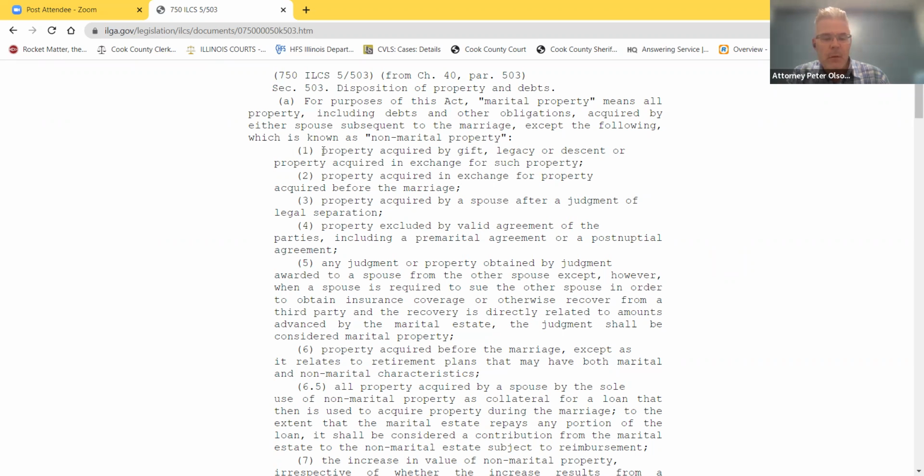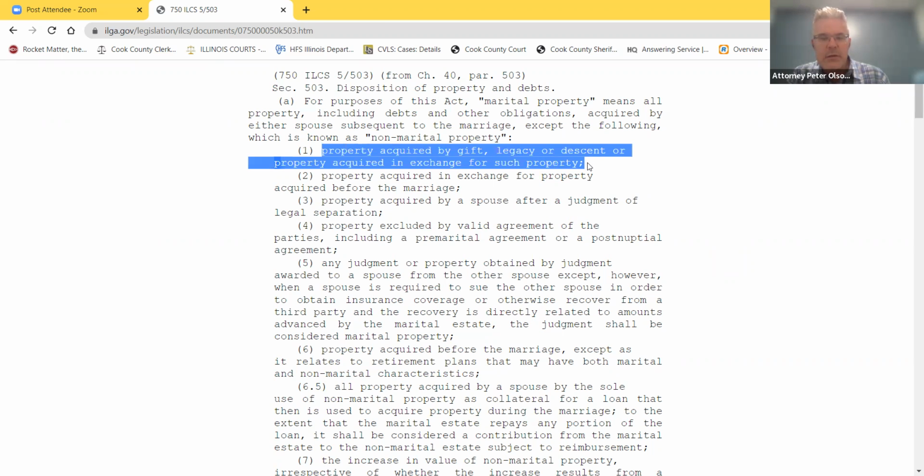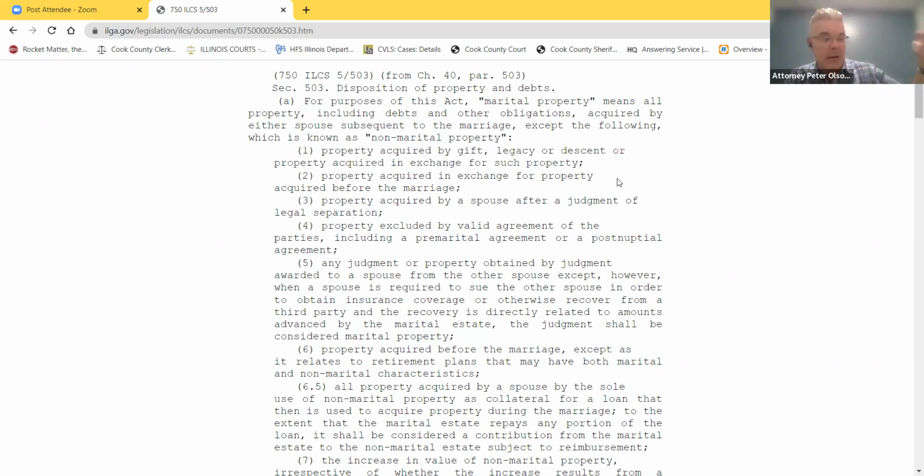One, inheritance. This is legal verbiage that basically means, if I inherit some money right now while I'm married, from my mom dies or something, and I get $1 million, so long as I keep that separate, that's not subject to being divided. That's non-marital property. Another big one is property acquired before the marriage, so long as I keep that property separate and I don't jointly hold it.